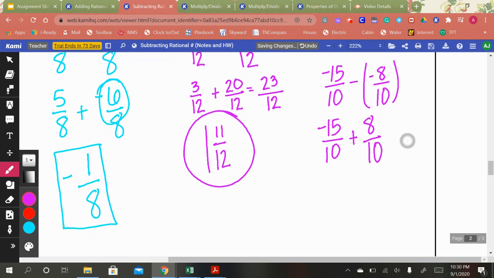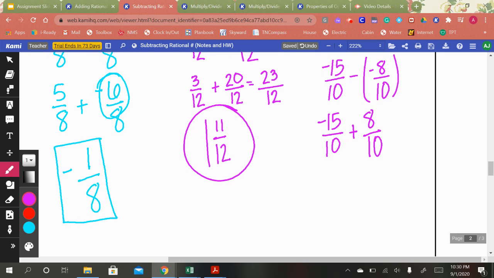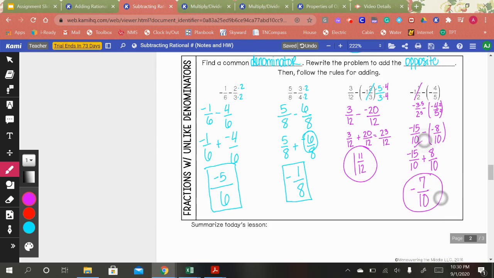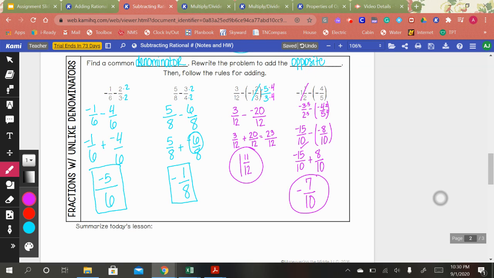All right, I'm going to add numerators, -15 plus 8. They are opposite signs, so we can subtract. 15 minus 8 is 7/10. You do need to make sure that 7/10 is negative because the negative number in that problem has the greater absolute value. All right, I'm going to zoom out a little bit so you can see.